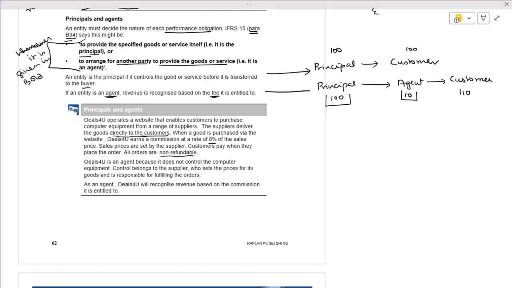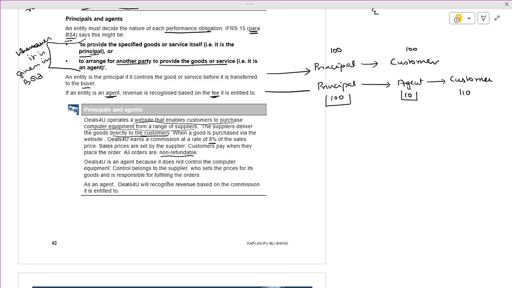Once you have ordered, it is done. OWLS is an agent because it does not... OWLS for you is an agent. What it says is, they operate a website that enables customers to purchase computer equipment from a range of suppliers.